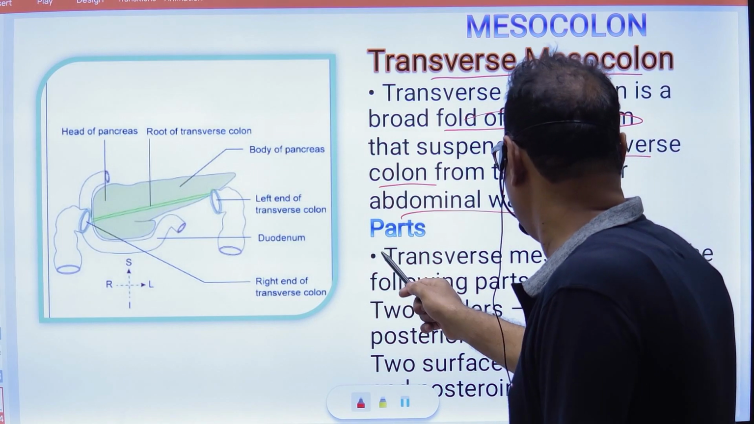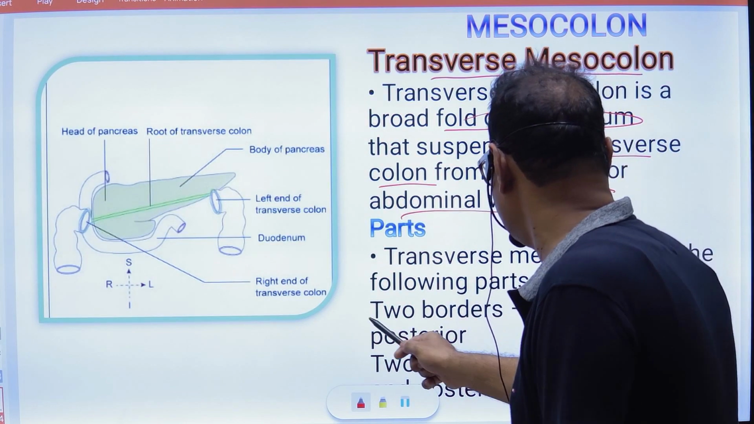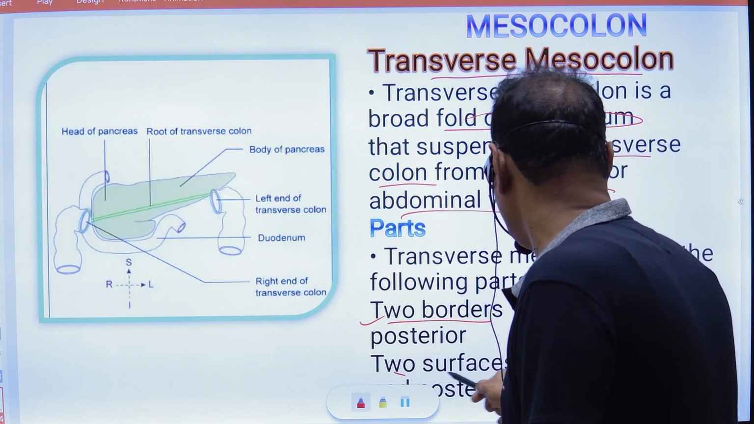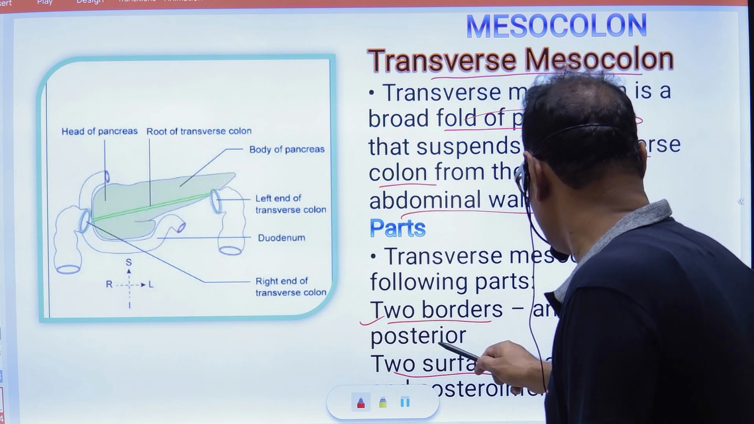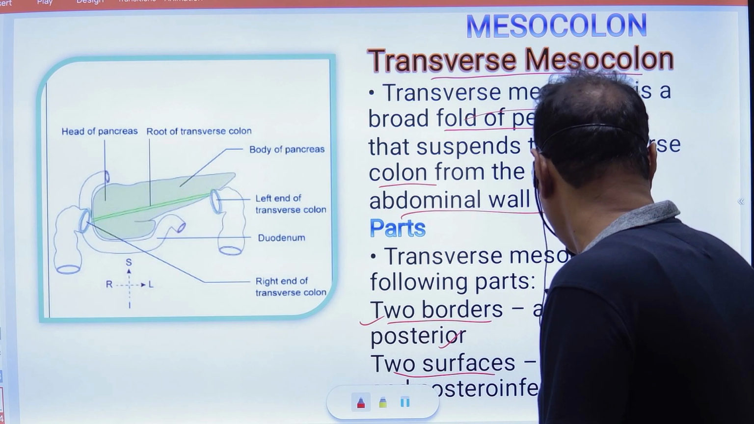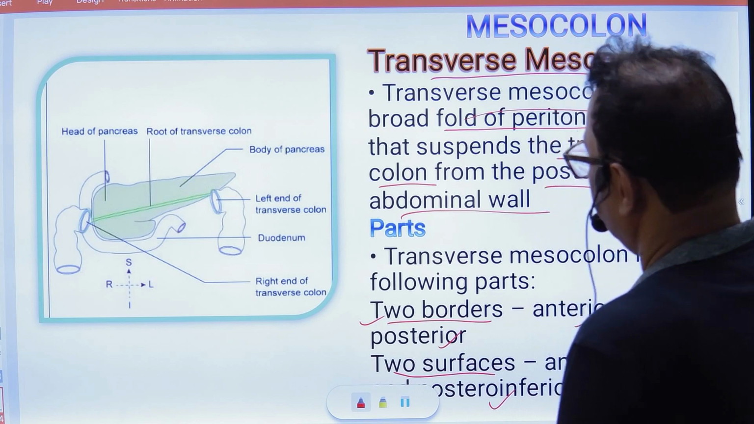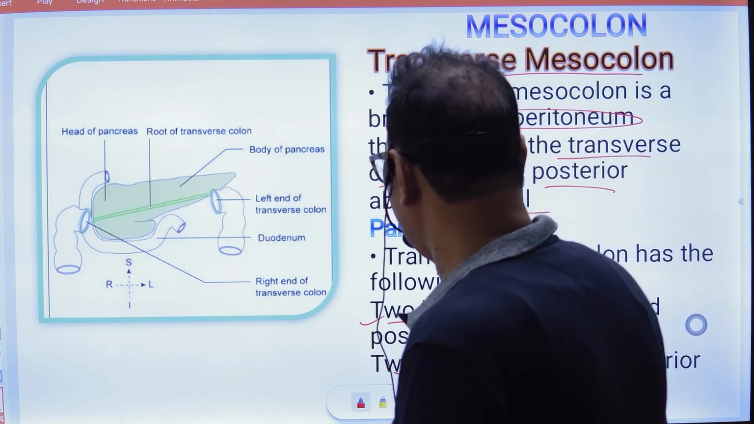Next, we have got the parts. The transverse mesocolon has the following parts. It has two borders and two surfaces: anterior border and posterior border, and the surfaces are anterosuperior and posteroinferior.